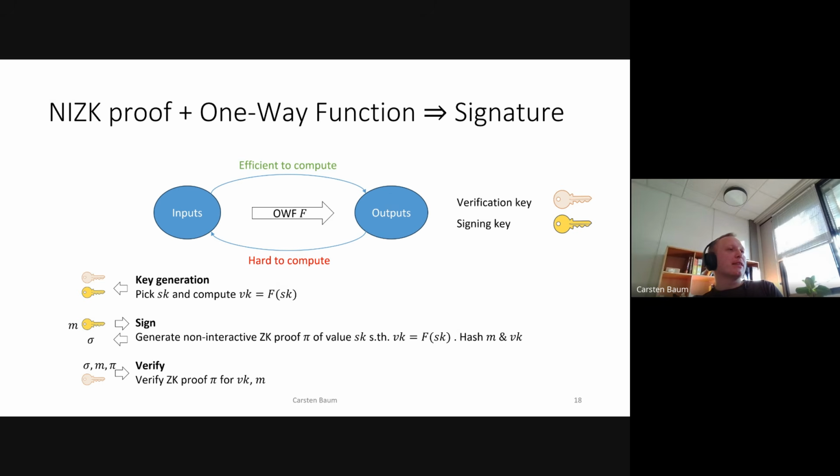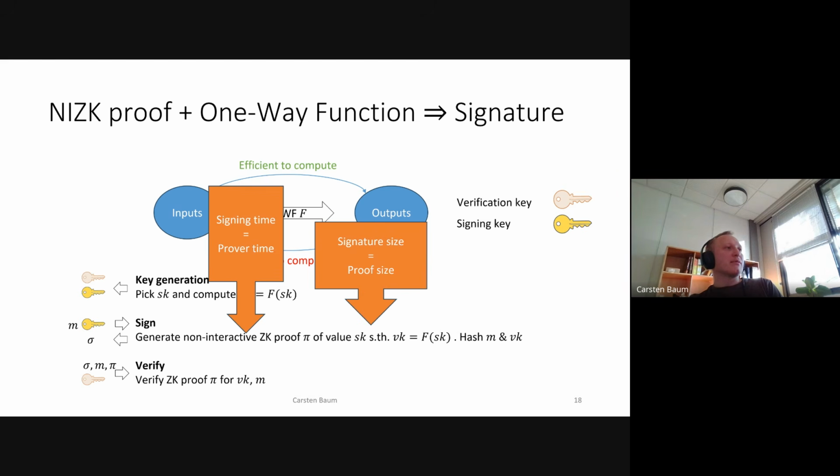But this is all fine and good. As you can see here, it requires that we evaluate the one-way function in zero knowledge. So that means the signing time of my digital signature scheme is going to be proportional to the runtime of a proof of knowing a pre-image of a one-way function, and the signature size is going to be proportional to the proof size. So for VOLE-based schemes, I want a one-way function that I can easily express in the circuit format that I mentioned to you earlier, and that directly translates into the proof size that you're getting.